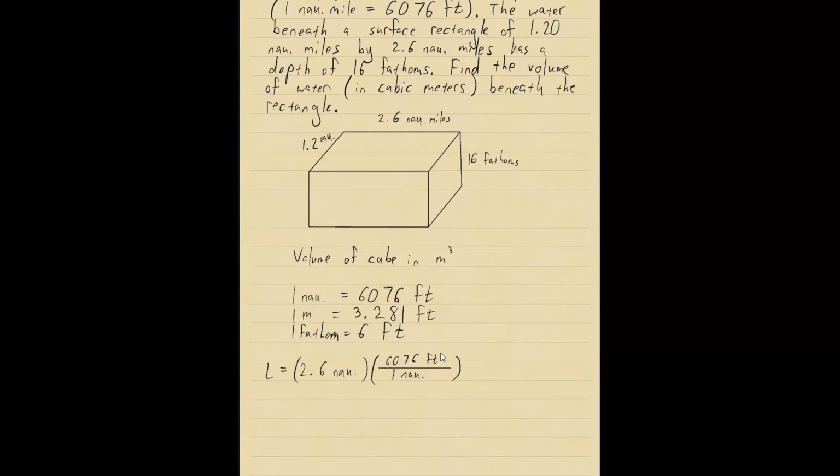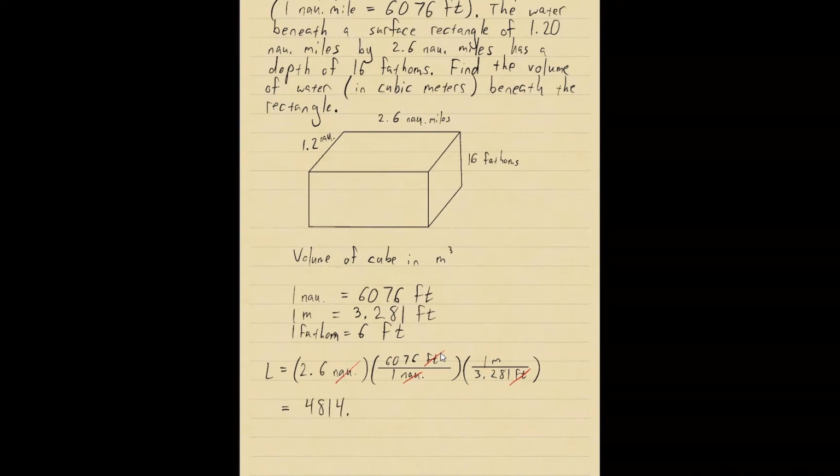And we know that there's 1 meter in 3.281 feet. So the units of nautical miles in the numerator get canceled with the units of nautical miles in the denominator. The units of feet in the numerator get canceled with the units of feet in the denominator. And then luckily, we're left with an answer in meters. So the length of this cube, when you multiply all this together, is 4,814.87 meters.